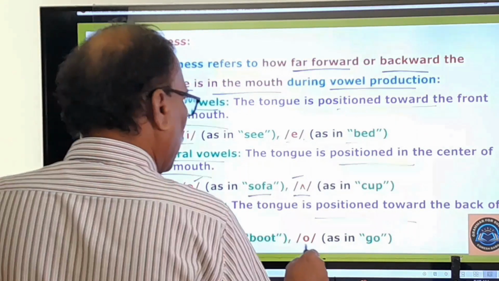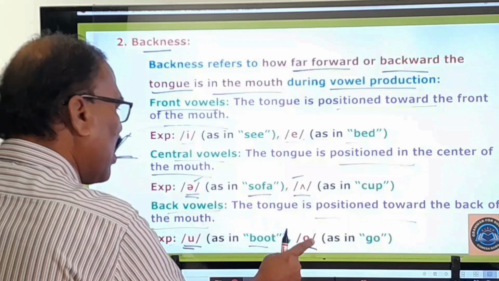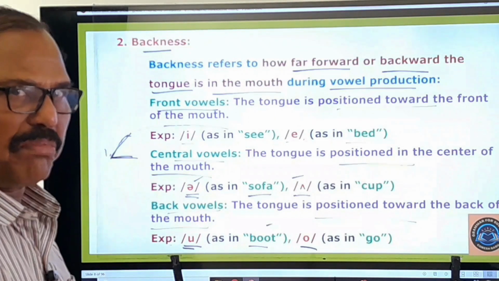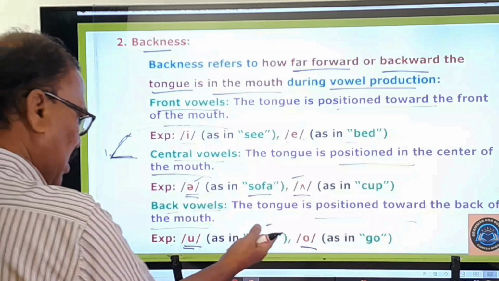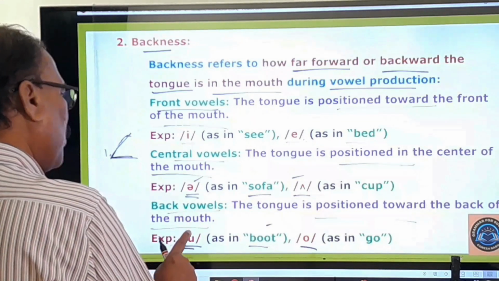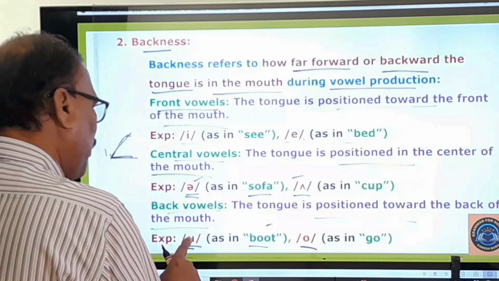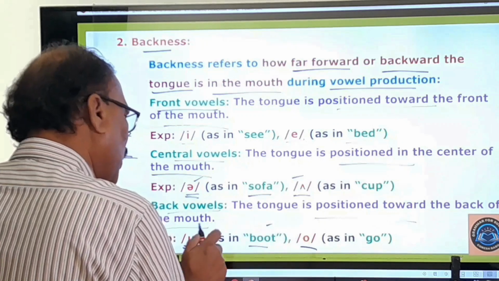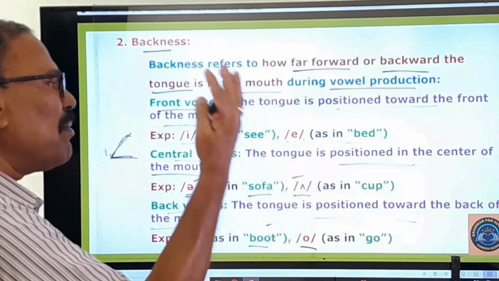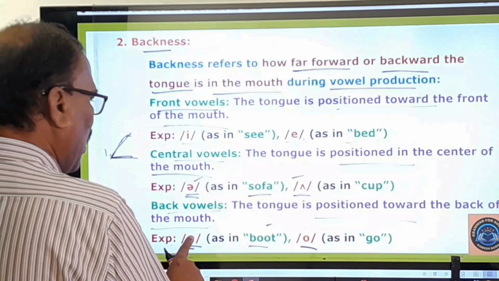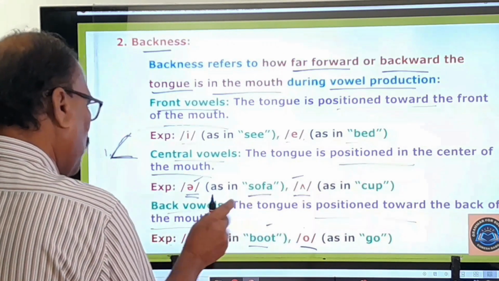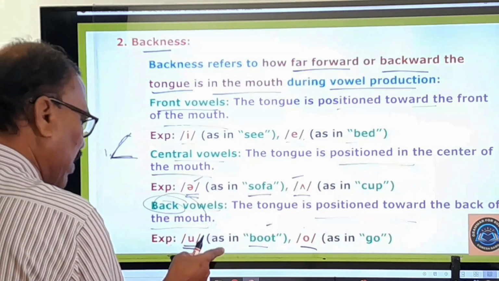And O is there, as in girl. These two sounds are there. Boot means the footwear, boot. Okay, suit, boot, you say sometimes, that is that boot. And here, U and O. So in the production of these two vowels, the tongue moves backward. They are called back vowels, therefore.